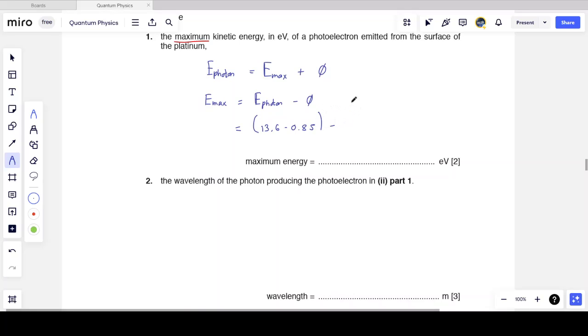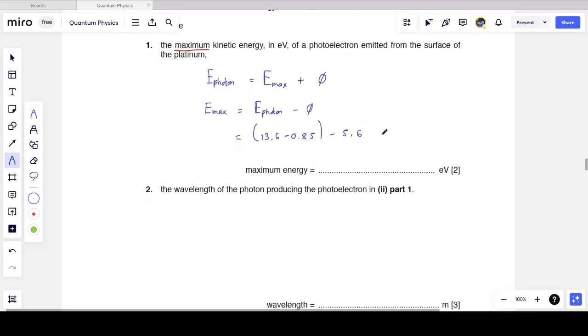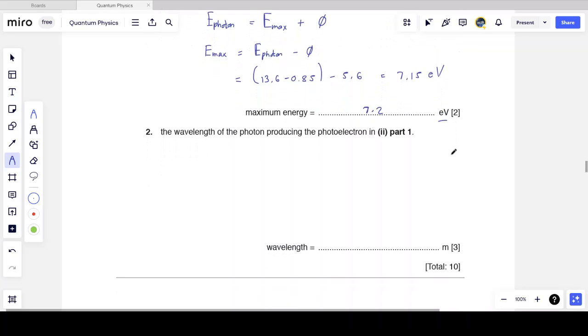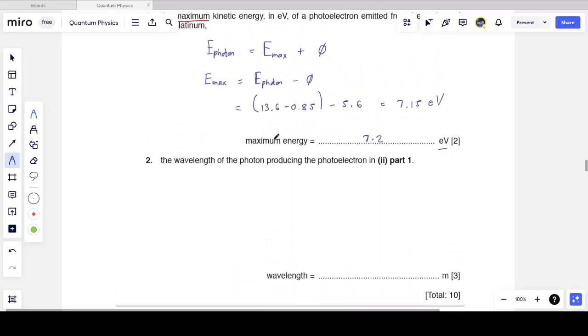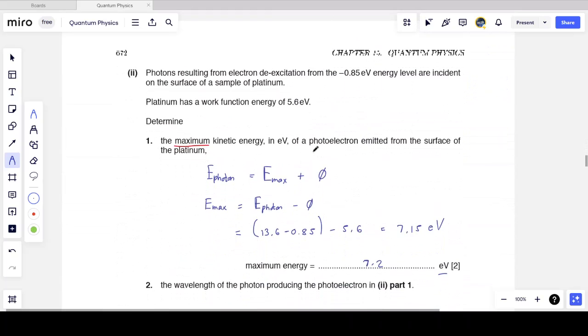I'm ignoring the negatives because it turns out to be the same thing, minus the work function, which is given to be 5.6 electron volts, and what I get is 7.15 electron volts. The question requires me to answer in electron volts, so to two significant figures, this is 7.2 electron volts. So that's how we go about thinking about that. The biggest energy photon will come from the biggest de-excitation of the electron.